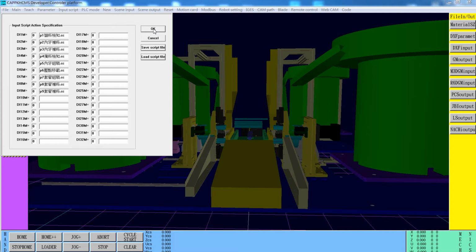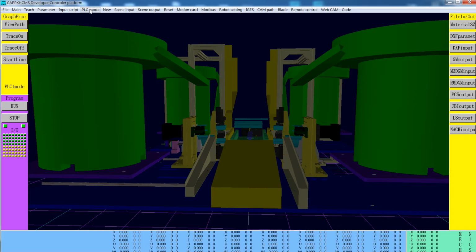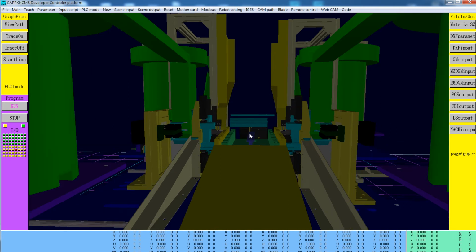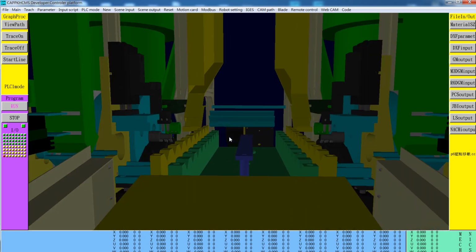Okay, let's see the simulation. In PLC mode, as we open the machine, you will see the machine is running. Let's see in more detail. You can see the holder.